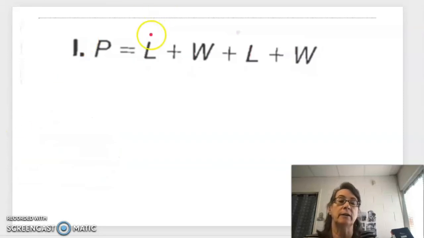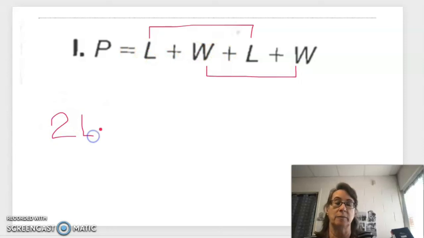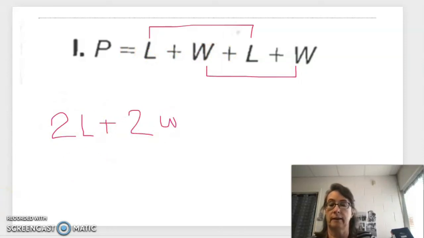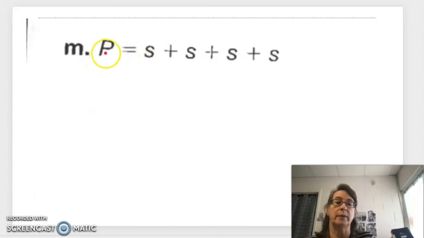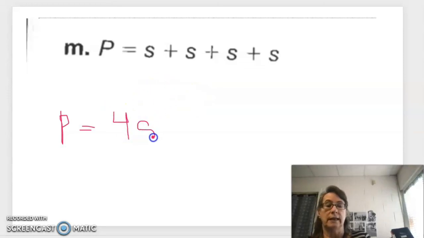Okay, so here we have L's the same and W's the same. L plus L is 2L, twice length plus twice width. Okay, P, perimeter, is side plus side plus side plus side, 4 sides. So 4 times S, 1S plus 1S plus 1S plus 1S is 4S.